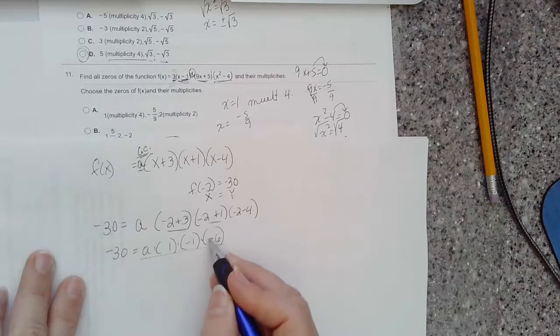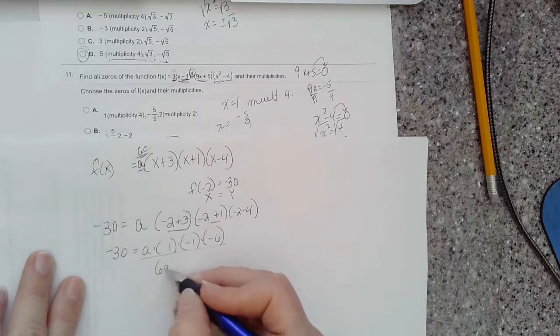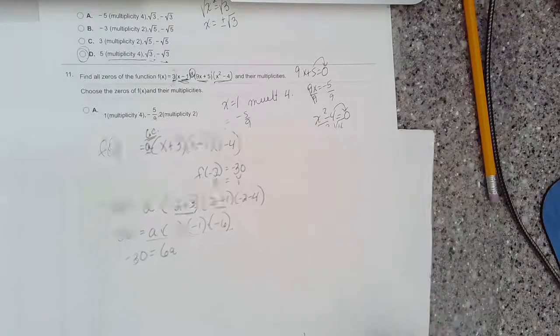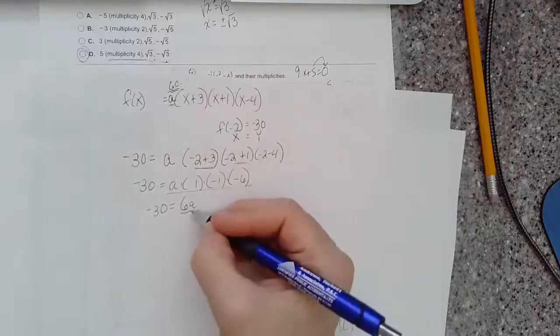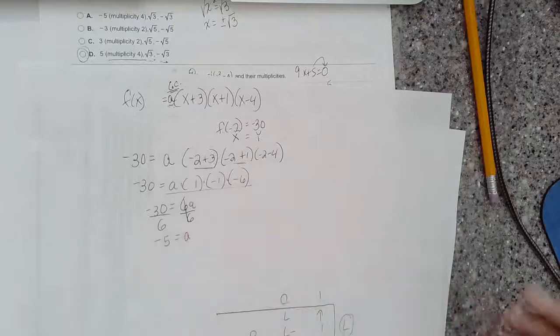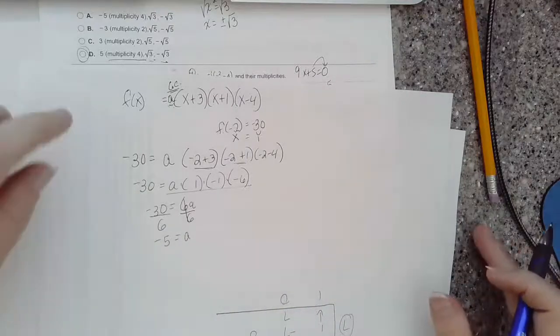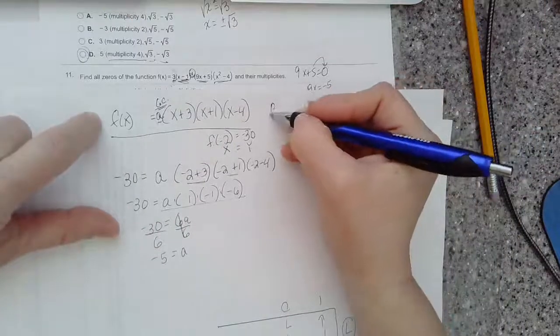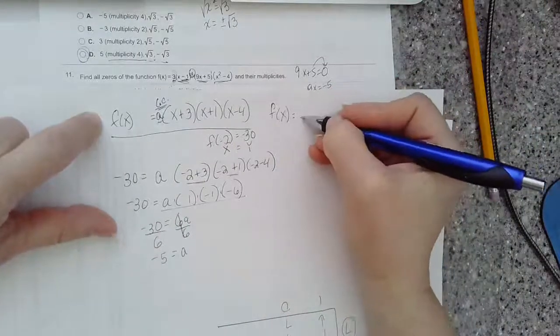Sorry, I keep losing my screen there. Then divide by the value with the variable, dividing by 6, a little equation solving, and voila, there it is. So a is -5. So back up to the top here. Now we know f of x, or y, equals -5 times (x plus 3)(x plus 1)(x minus 4).